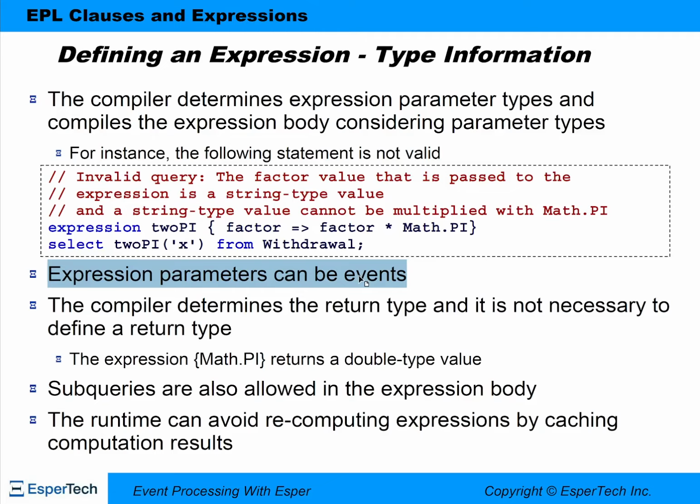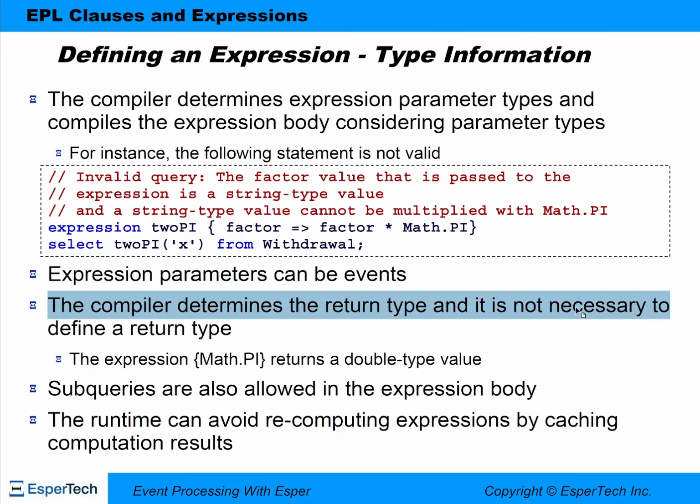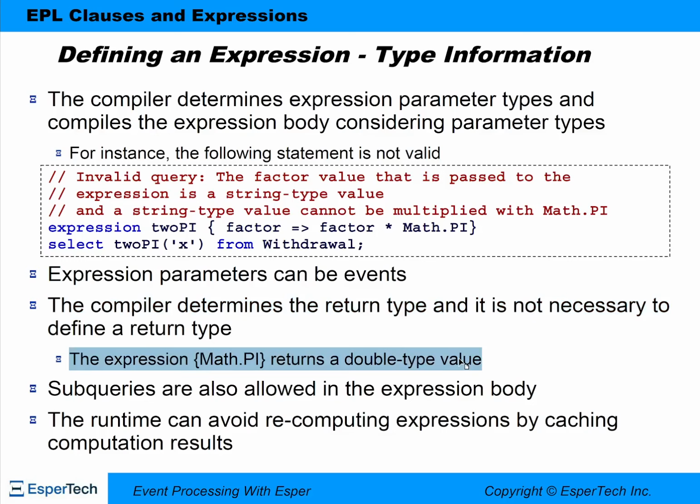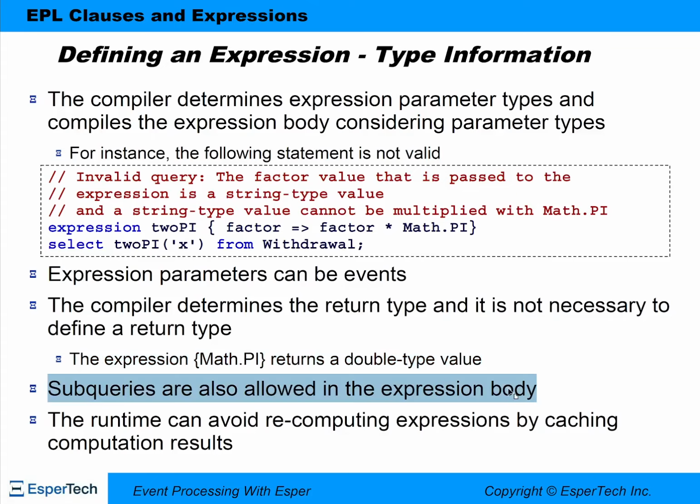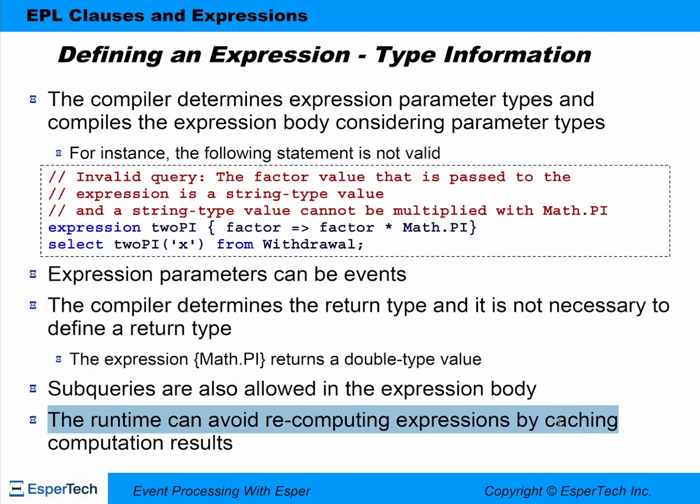Expression parameters can be events. The compiler determines the return type and it is not necessary to define a return type. The expression Math.PI returns a double type value. Subqueries are also allowed in the expression body. The runtime can avoid recomputing expressions by caching computation results.